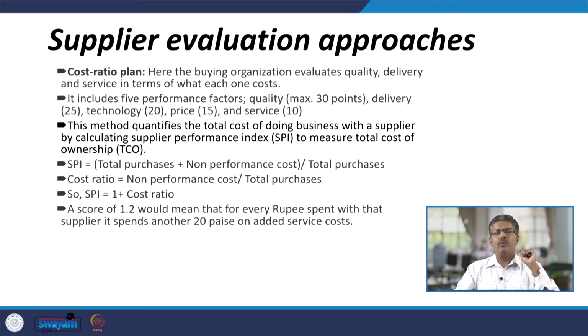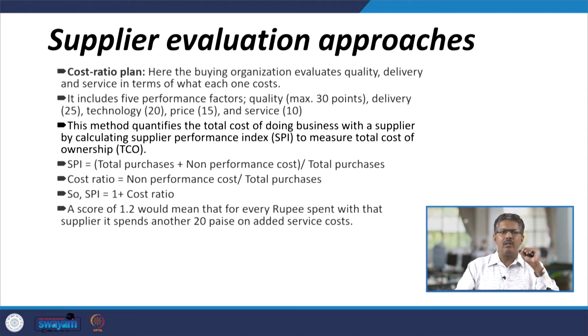So, total cost of ownership, I think this word you must have heard from me several times. For a B2B firm, it is important to understand what is the total cost of ownership, right. So, finally, across the life cycle, how much we are spending. So, to do that, supplier performance index is a very important parameter. So, how do you find this?